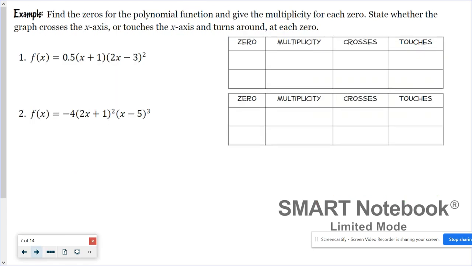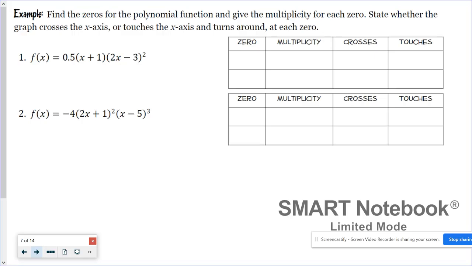You should be able to identify the zeros of a polynomial function from its factored form, and then using the multiplicity, tell me what's exactly happening there. Is it crossing or touching? You could pause and try problems 1 and 2 and then check back in with me.